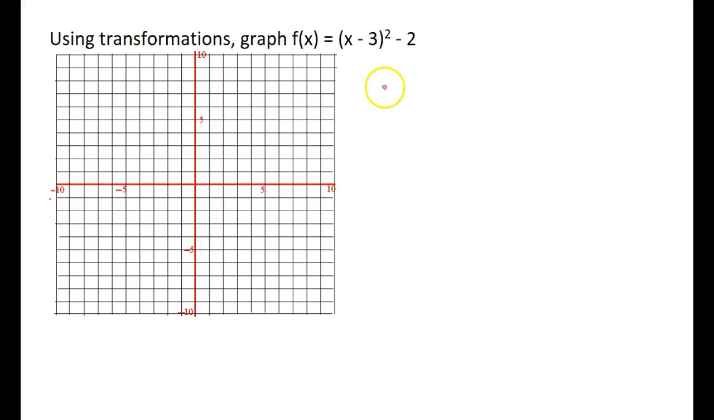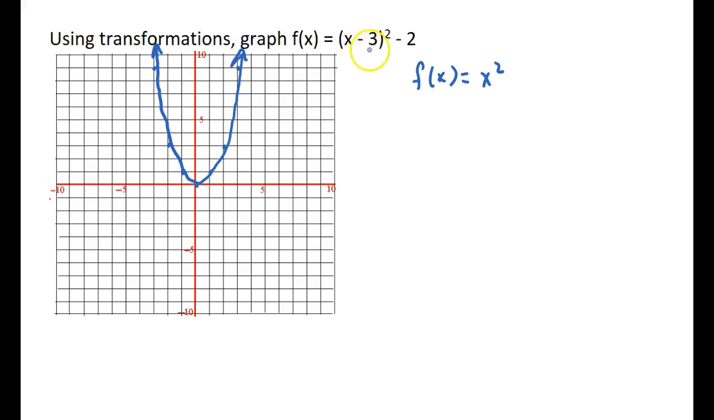So let's take what we've learned and transform this graph f of x equals (x minus 3) squared minus 2. Now, the standard parent function is f of x equals x squared. So that's a parabola, with points (0, 0), (1, 1), (2, 4), (3, 9), and then the same over here, (-2, 4) and (-3, 9). So this is f of x equals x squared.